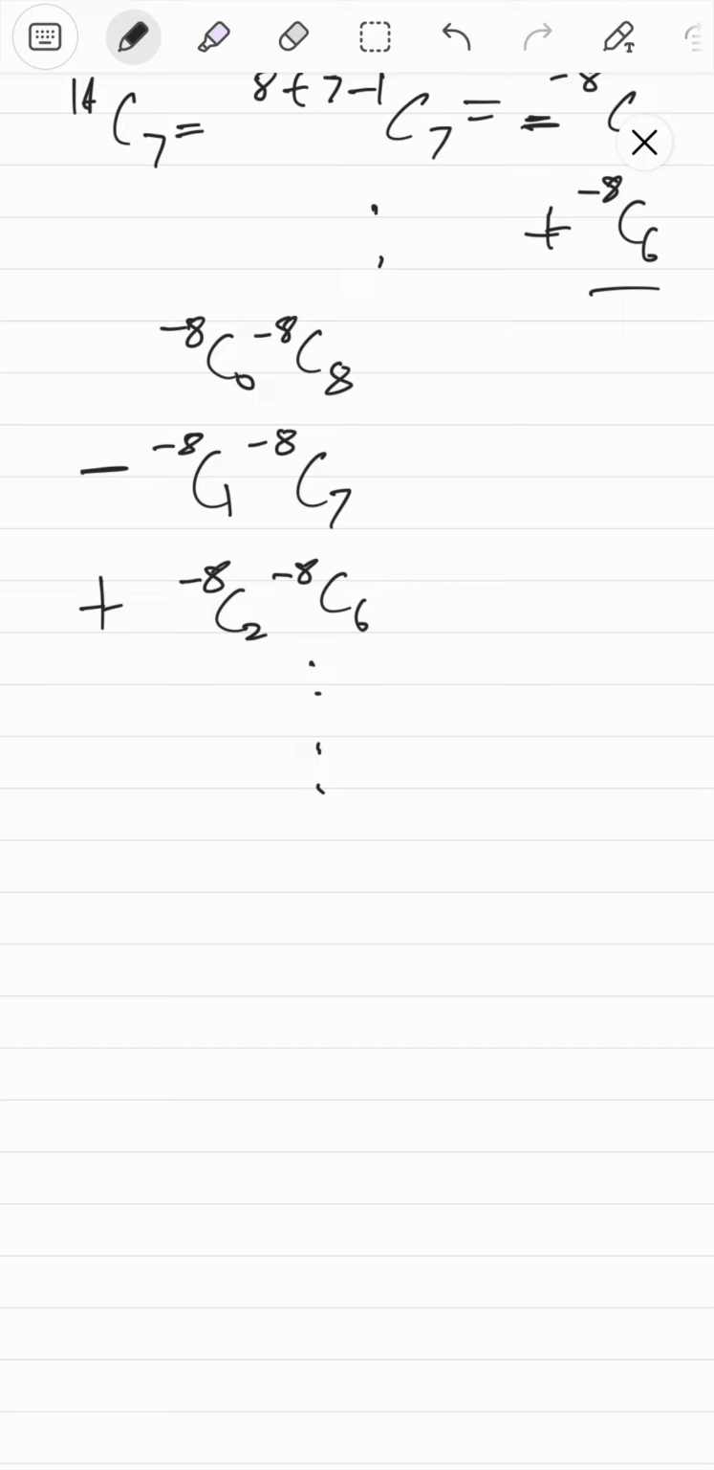And now let's think about it. What does negative 8C0 represent? It represents the coefficient of x power 0 in the expansion of 1 plus x power negative 8. And then negative 8C8 represents the coefficient of x power 8 in the expansion of 1 plus x power negative 8 as well. So this term represents x power 0, x power 8. So x power 0 from here, x power 8 from there, and then you got 1 plus x power negative 8. Once again the same stuff, right? So this is going to be x power 1 from here, and then x power 7 from here.